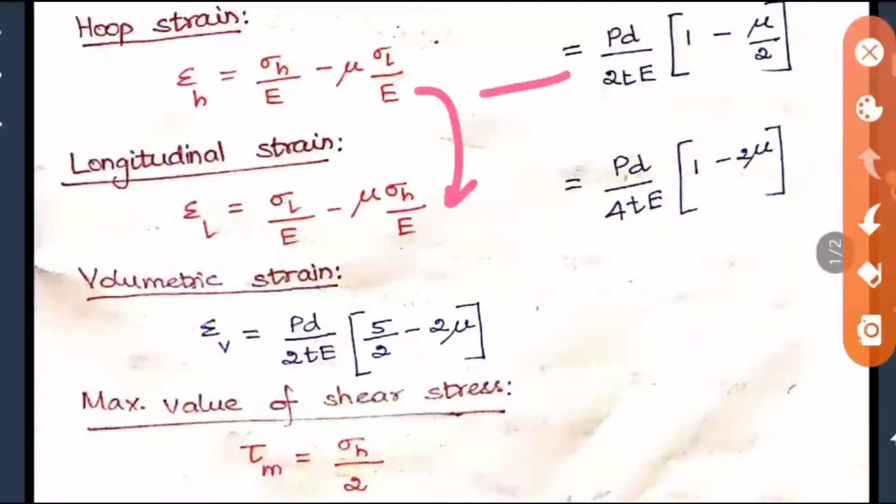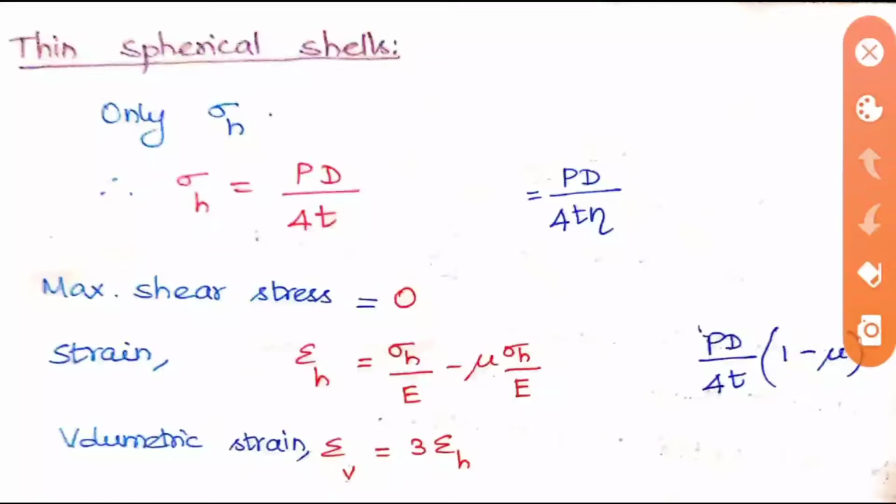I have expanded this in terms of the PD values, because we have the sigma h and sigma L values, so I have substituted them here and written it. This may be easy for you to substitute the values directly and find the answers. The volumetric strain is PD by 2T into (5/2 minus 2 mu). And the maximum shear stress: normally shear stress will occur in any element, but in these thin cylinders the maximum shear stress will be half of the hoop stress, so it is sigma h by 2. That is all about thin cylinders.